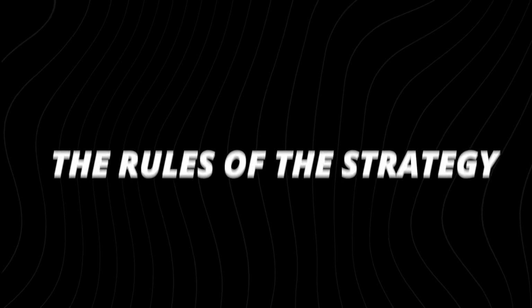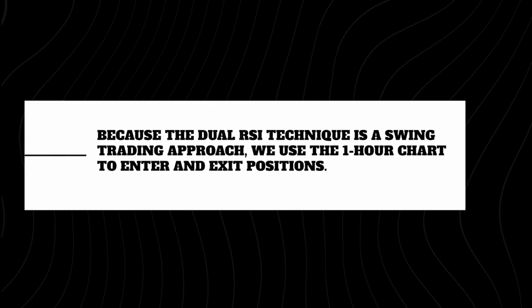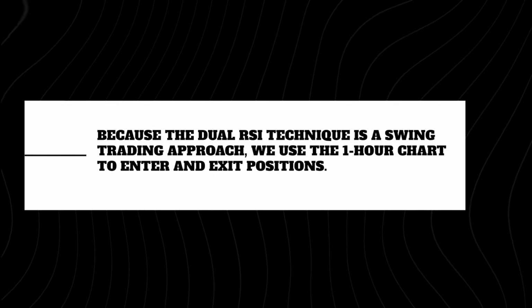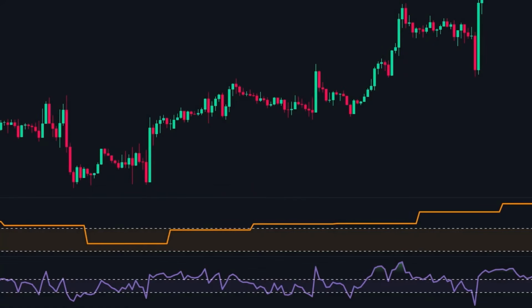Let's go over the rules of the strategy. Because the dual RSI technique is a swing trading approach, we use the 1-hour chart to enter and exit positions. To begin, we need to identify the market trend. For this, we'll use the orange RSI on the chart. If the orange RSI rises over 60, the price is in an uptrend. In such a scenario, we will hunt for buying possibilities. Next, monitor the second RSI and wait for it to fall below 40.